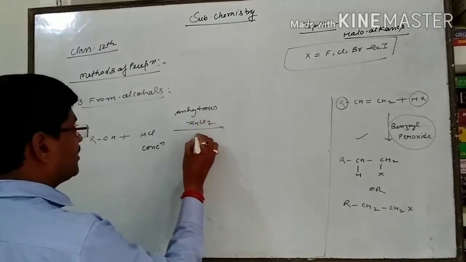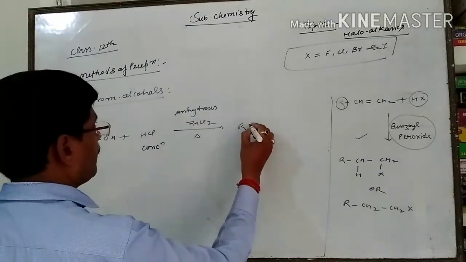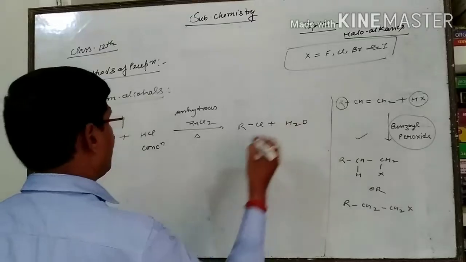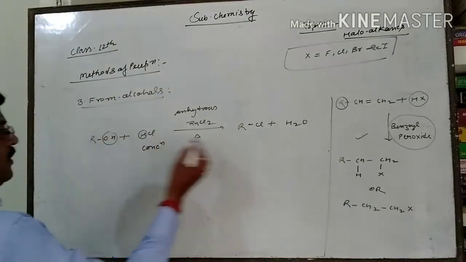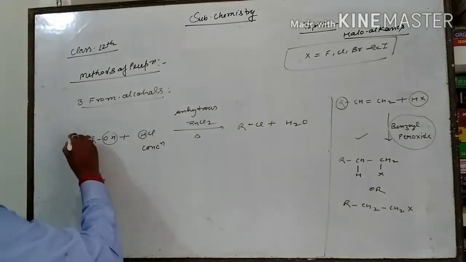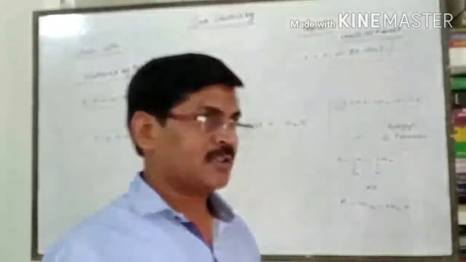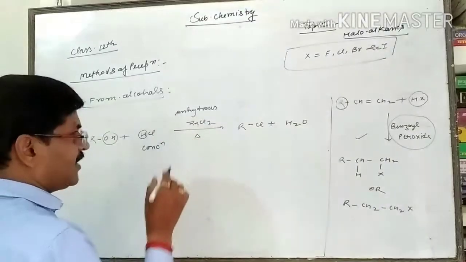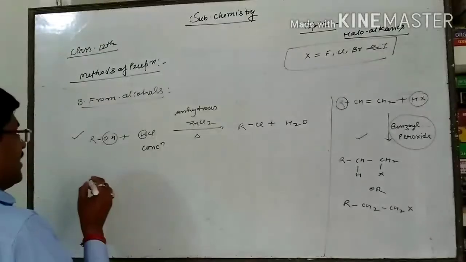zinc chloride, ZnCl2, and heat it, then all of you know it will give RCl plus formation of H2O, H from here and OH from here form H2O, and this gives RCl. In this way, by the reaction of alcohols with concentrated HCl in presence of anhydrous ZnCl2, I can prepare alkyl halide by taking an example.